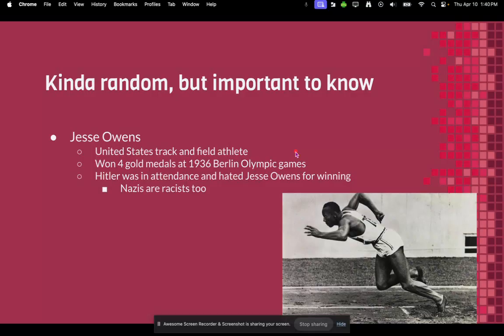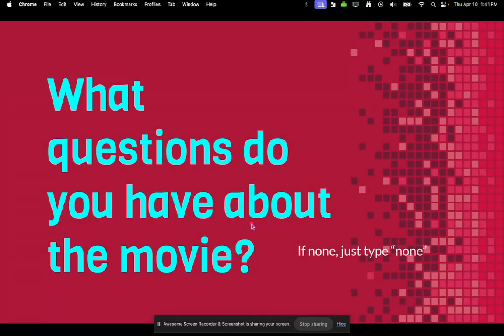This is kind of random, but important to know for the movie. Jesse Owens is going to come up in the movie, and you're like, really? Like the Olympian? Yeah. He was a United States track and field athlete. He won 4 gold medals at the 1936 Berlin Olympic Games. Berlin is in Germany. Who was in power in 1936? Hitler was. Hitler was in attendance, and he hated Jesse Owens for winning because Nazis are also racist.